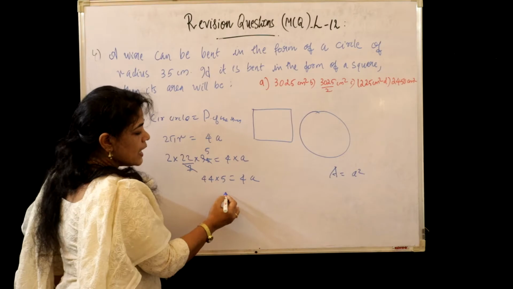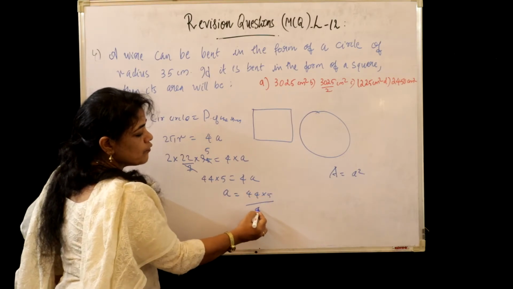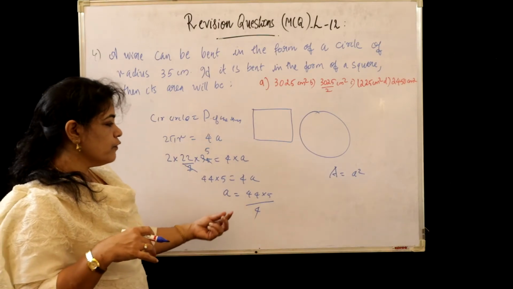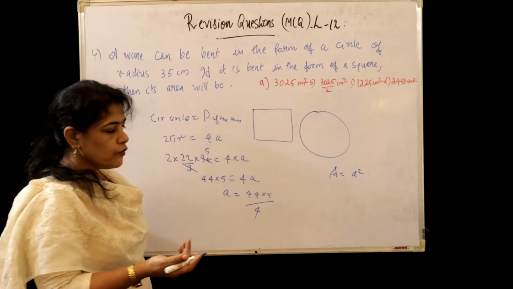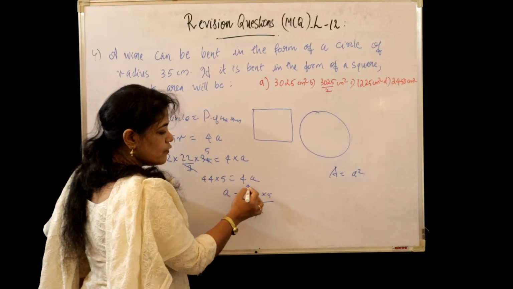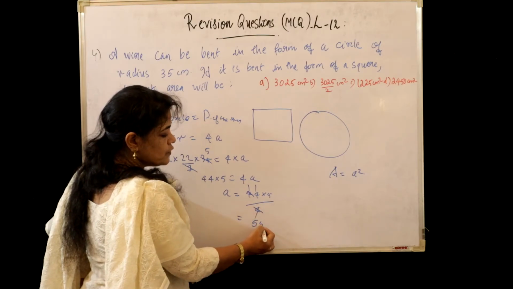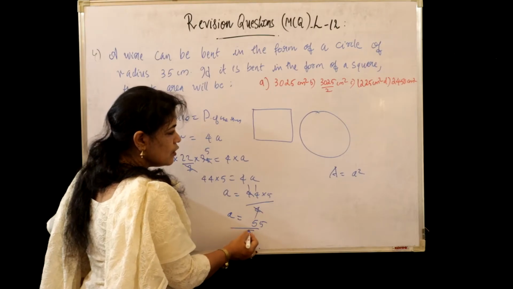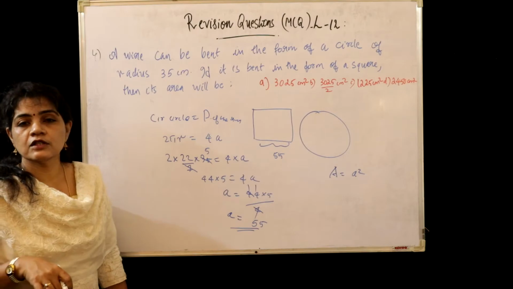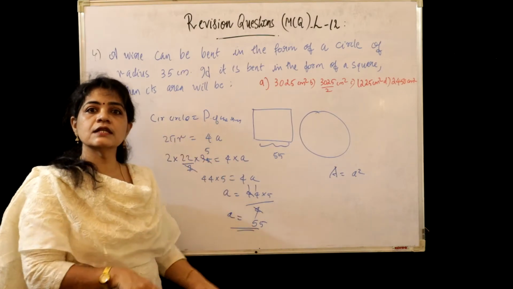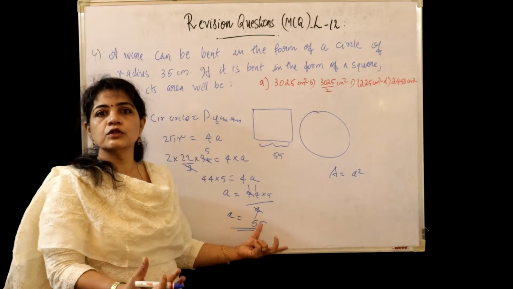And from this, a is equal to 44 into 5 divided by 4. Why did I keep 44 into 5? Because 4 is easily divisible into 44, 11 times. 4 in 4 one time, and in the next 4 one time. So you will get 11 into 5, 55 is the side of the square. Why? Because the perimeter of the square can be equated to the circumference. So we have seen that the side of the square is equal to 55.